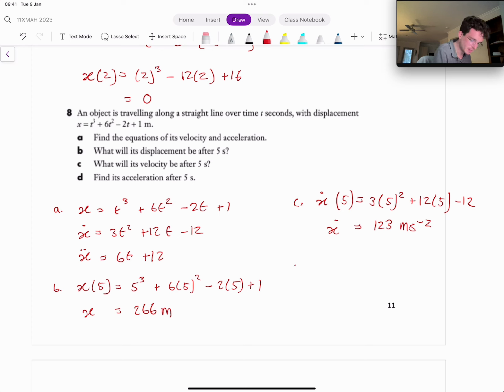And part D, find its acceleration at 5 seconds. So x double dot of 5 is equal to 6 times 5 plus 12, which is 42 meters per second squared. Now I was just looking at the question. It doesn't actually tell us that, oh no, it does say it's meters. So yeah, we've got meters there, and then we've got seconds, so we can say meters per second.